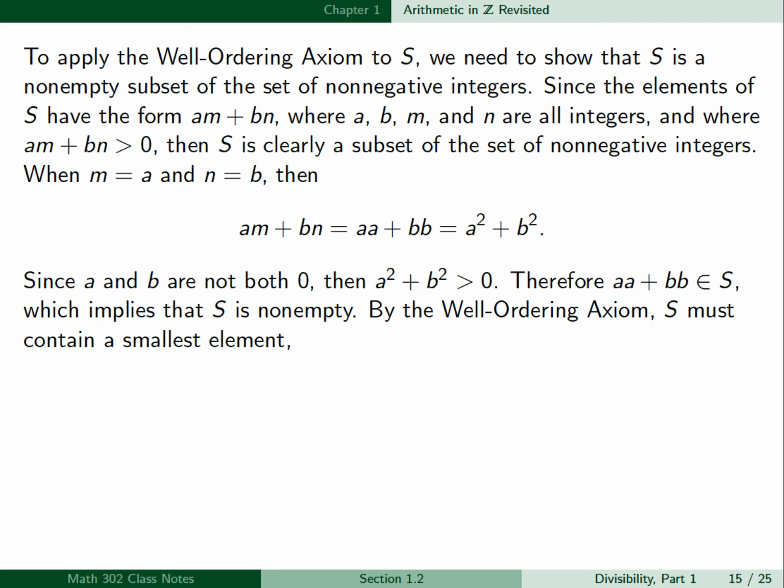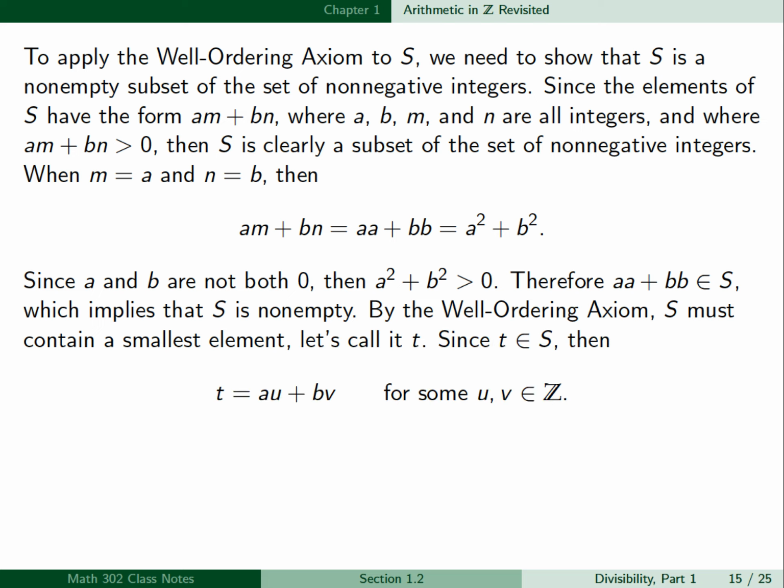And then by the well-ordering axiom, since S is non-empty, S must contain a smallest element, and let's call it T. Now since T is an element of S, then it has to look like elements of S, so it's going to have the form T is equal to au plus bv for some integers u and v.